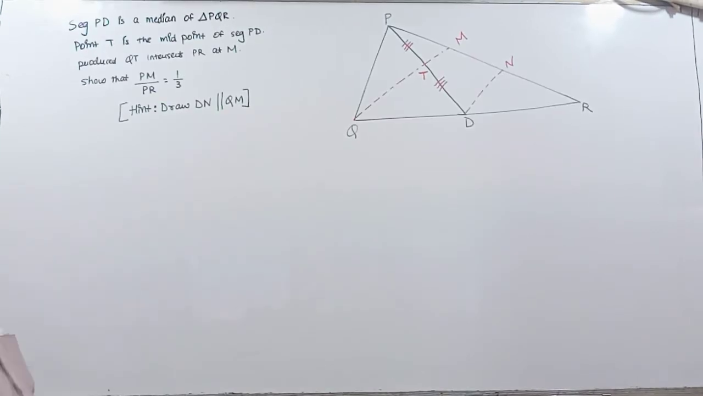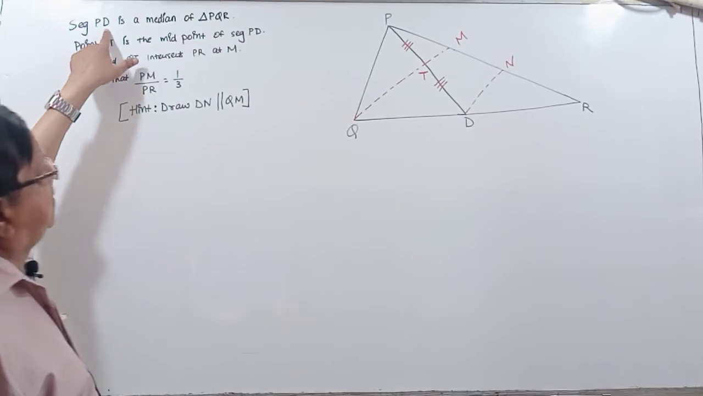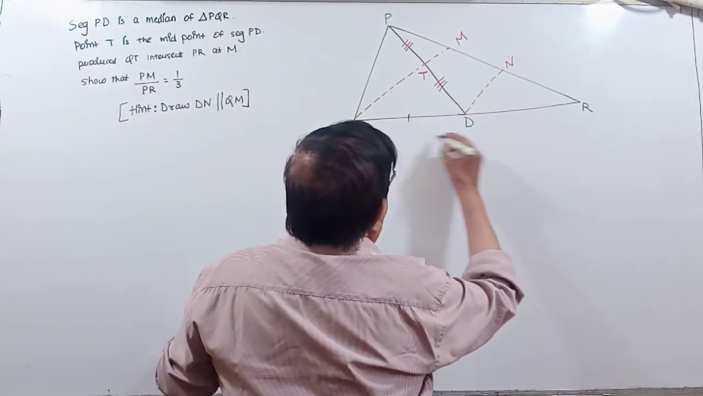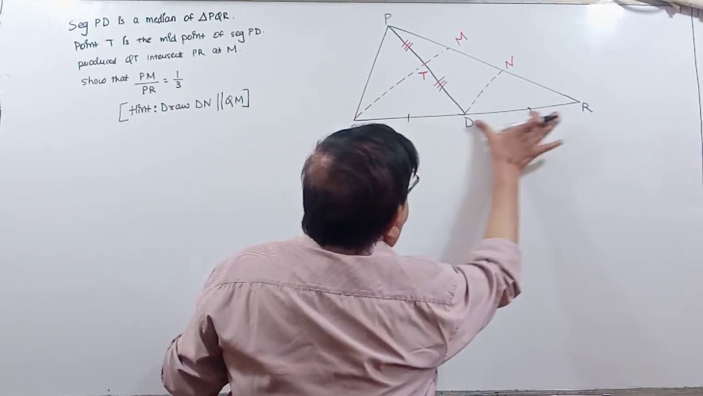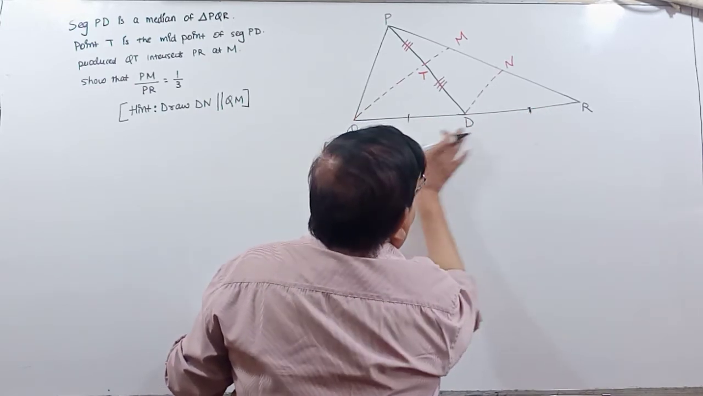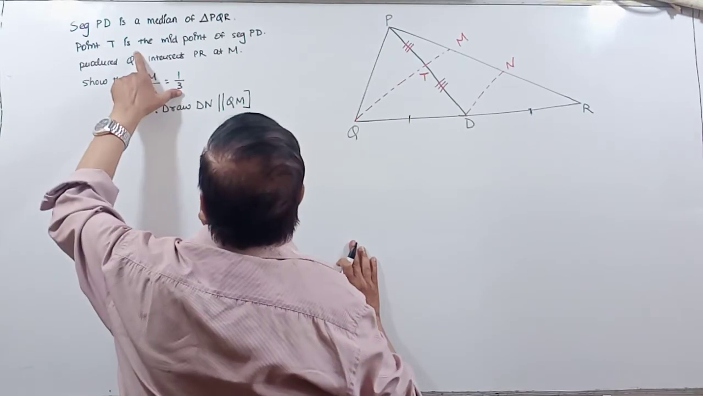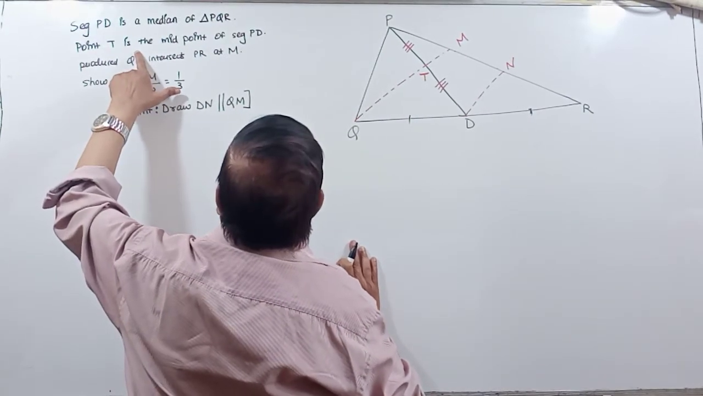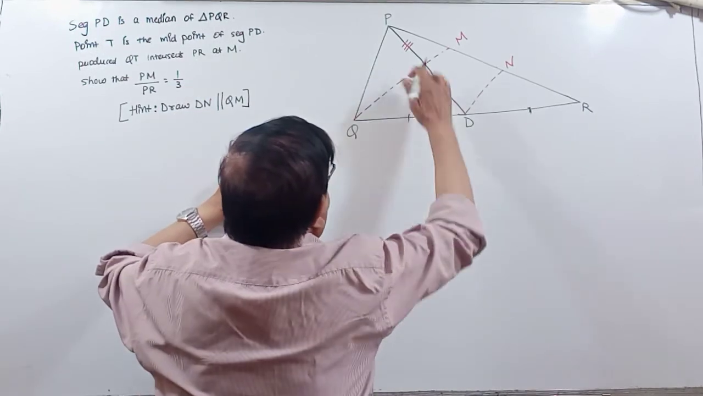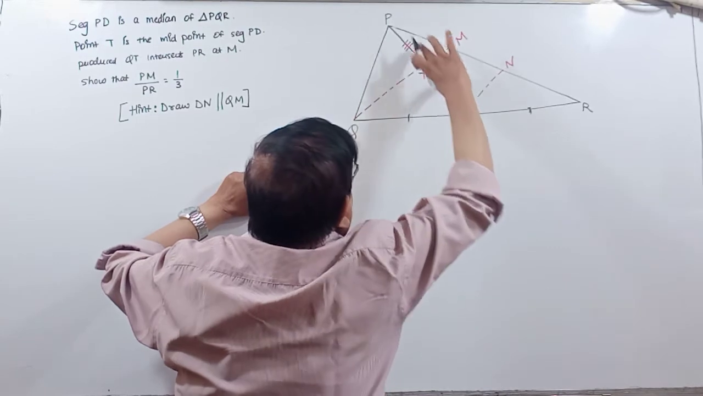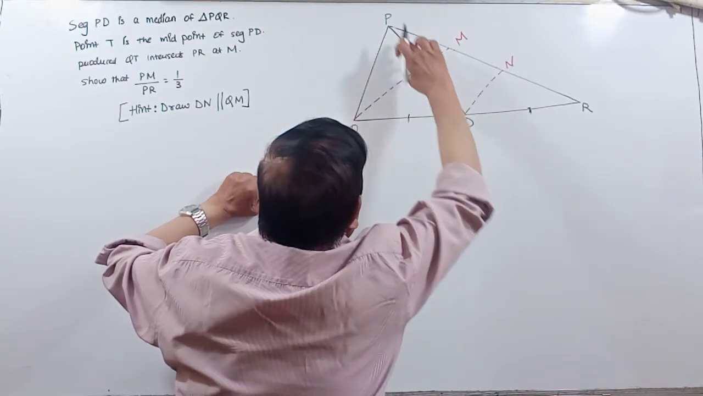Okay students, segment PD is the median. Median का मतलब this is equal to this, this is equal to this, QD equal to DR. Now उसके बाद दिया है point T is the midpoint of segment PD. This is the midpoint, मतलब this is equal to this. T is the midpoint of PD.